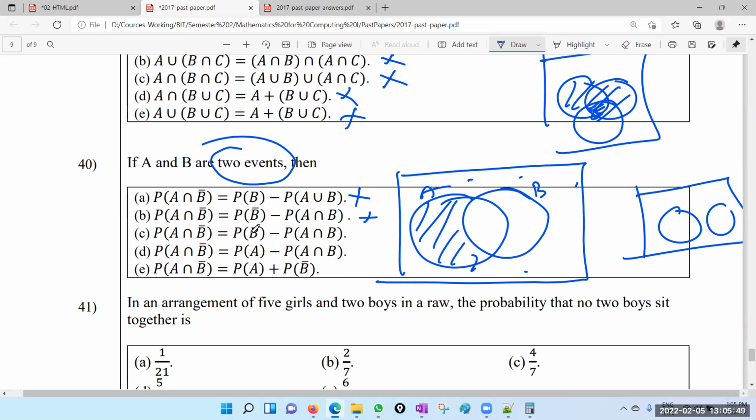What about this? B minus A intersection B. Yeah, that is correct. This is B minus A intersection. No. That is also not correct, right? Because B minus A intersection B is this one.